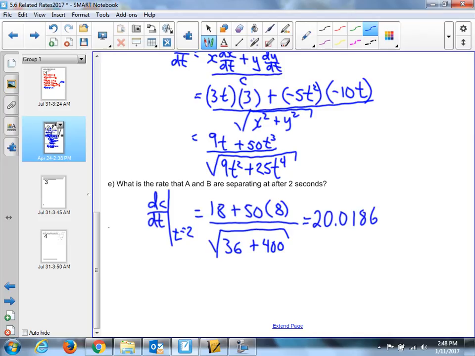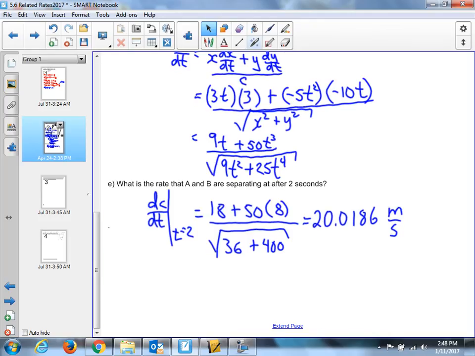What's the unit behind this one? Meters per second. When you want units for a derivative, you take a look, what's dc? It's the change in c. What's c measured in? It's a distance, so meters. dt, seconds. Meters per second. So always look at your derivative symbol, it'll tell you that. So A and B are separating at a rate of 20-something meters per second after 2 seconds.